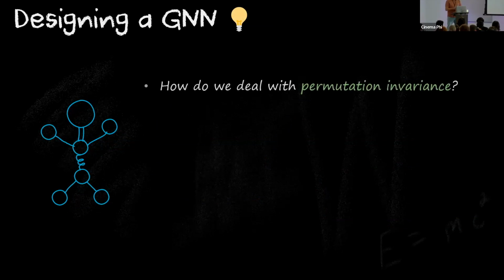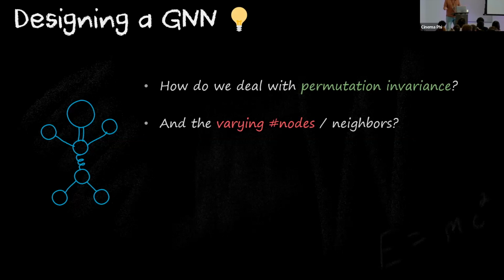Now we want to talk about how we design a GNN. We need to deal with the permutation invariance. We need to deal with the varying number of nodes in each neighborhood, but also the varying number of nodes in the graph in total. So compared again to images where each pixel has 8 neighbors, or sentences where each word has 2 neighbors, here each node has a different number of neighbors. So that's a challenge. And compared to text and images where you have a clear order, here you don't have a clear order.